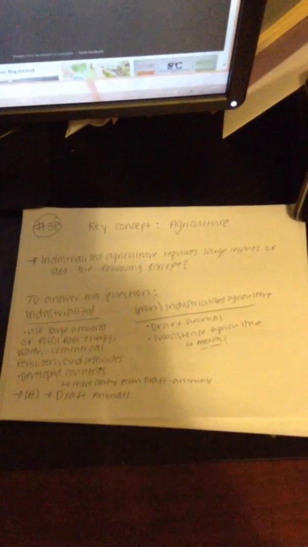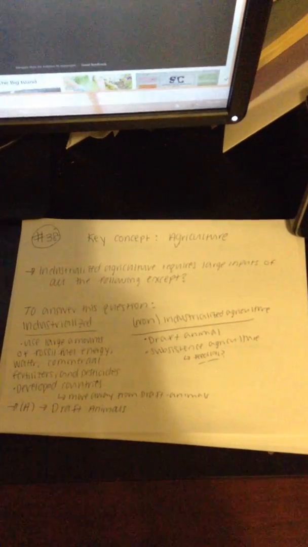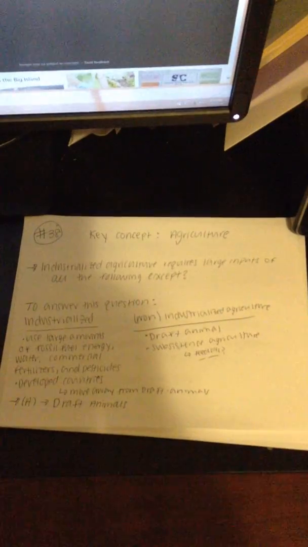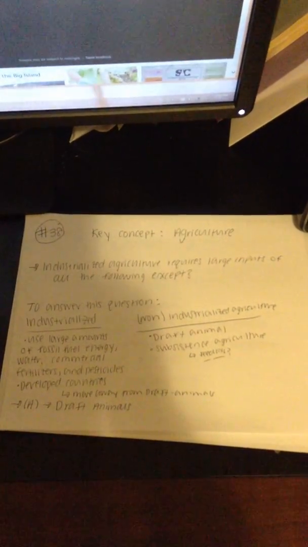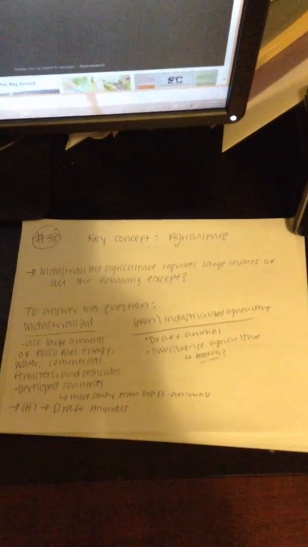Our next concept is agriculture again. Industrialized agriculture requires large inputs of all of the following except... As I said before, industrialized agriculture does not include draft animals. It includes large amounts of fossil fuel and pesticides and fertilizers, and it's usually in developed countries, so draft animals are not needed.